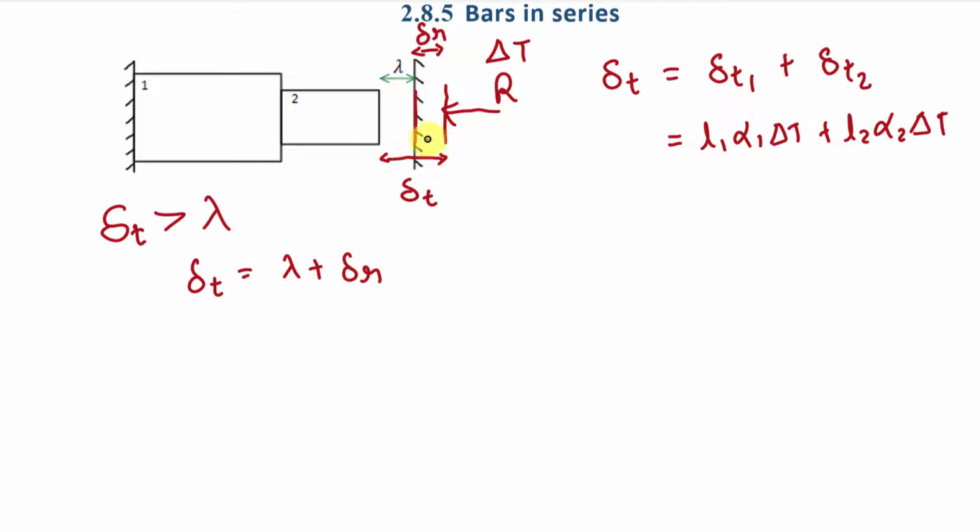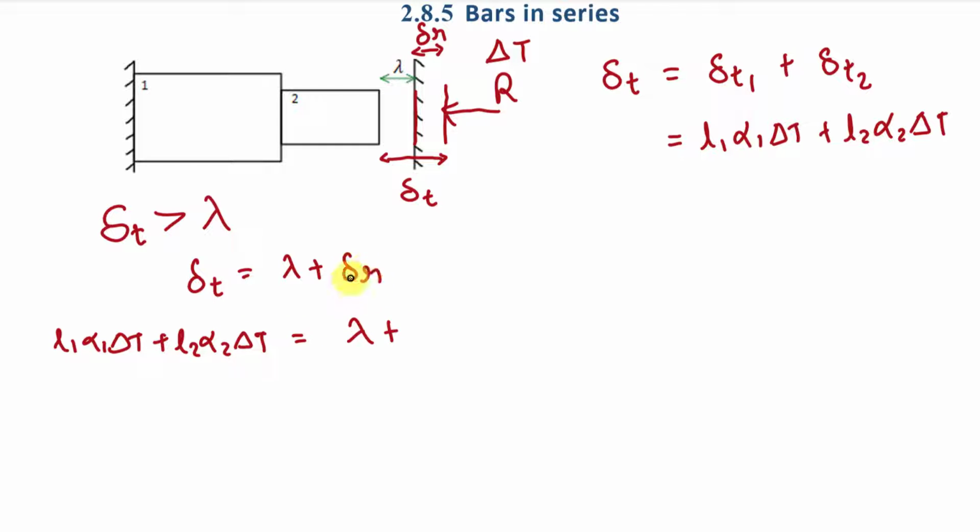Here this total distance is delta T, and it is the summation of this distance, that is lambda, plus this distance, that is delta R. And here we are only considering the magnitude of this deformation. Fine. So we have this equation, and we know that delta T is equal to delta T1 plus delta T2, and that is equal to L1 alpha 1 delta T plus L2 alpha 2 delta T.